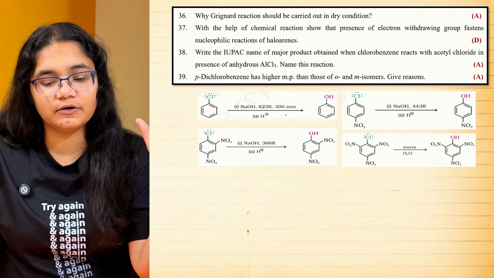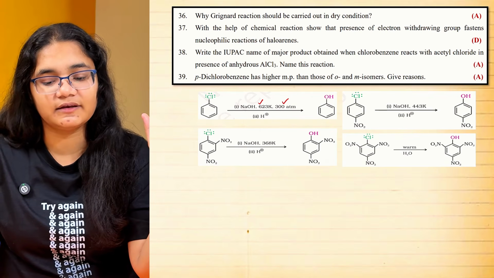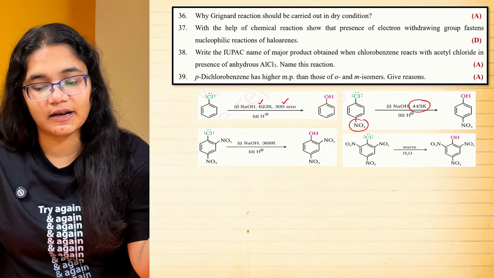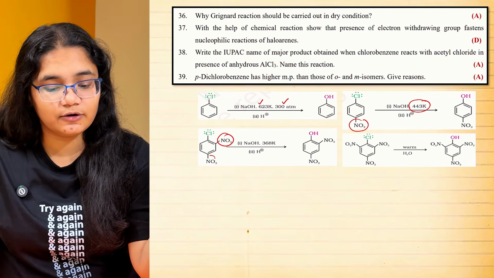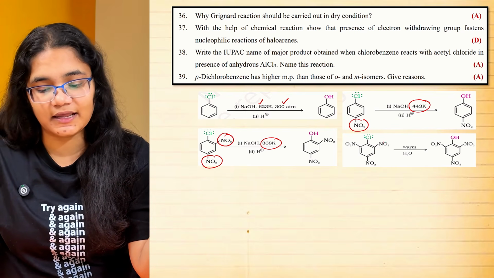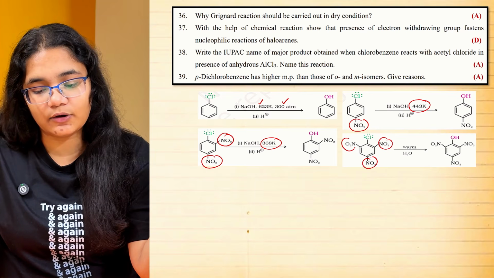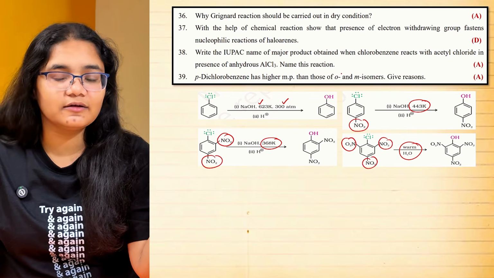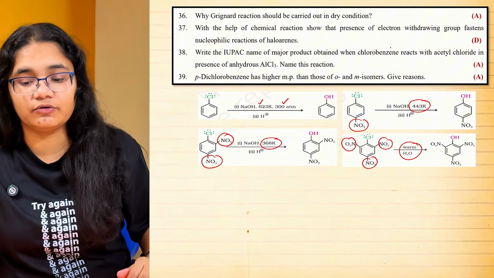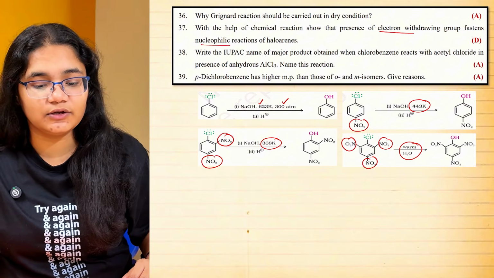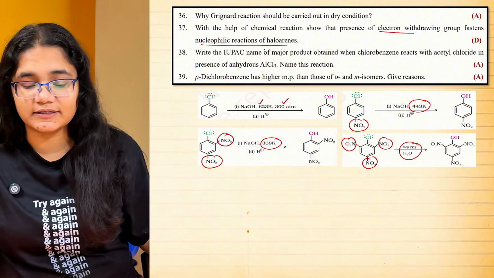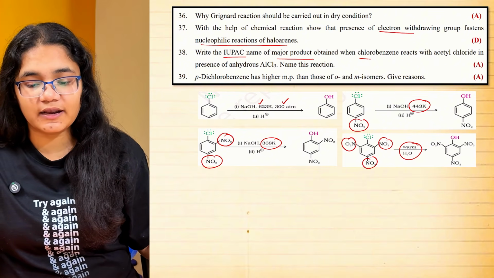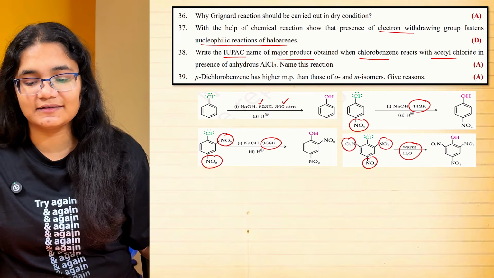If you take simple chlorobenzene, you need 623 Kelvin and 318. If you take one nitro group, the reaction can be done at 443 Kelvin. If you take two NO2 groups, at 368 Kelvin, and if you have 3 NO2 groups, it can be done just with warm water. So this shows that with the addition of electron withdrawing groups, you can increase the nucleophilic reactions of haloarenes.